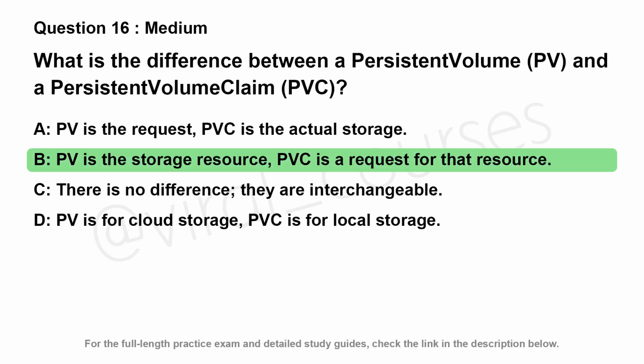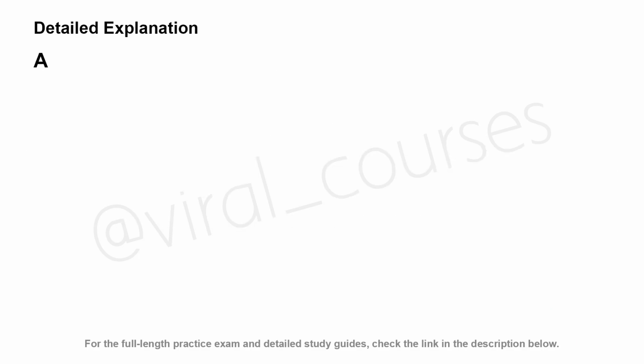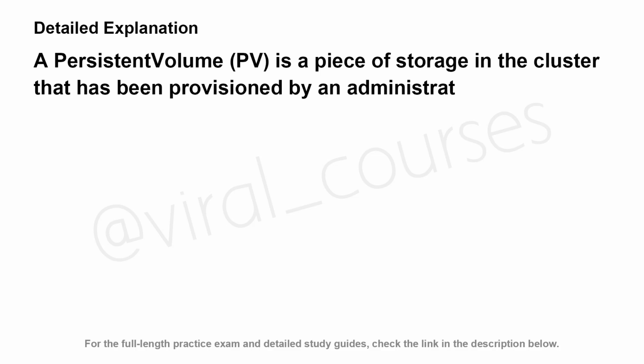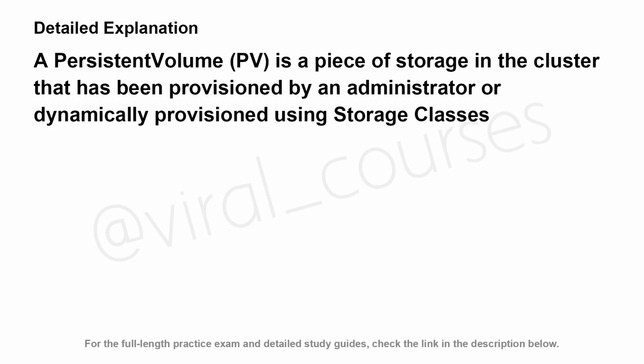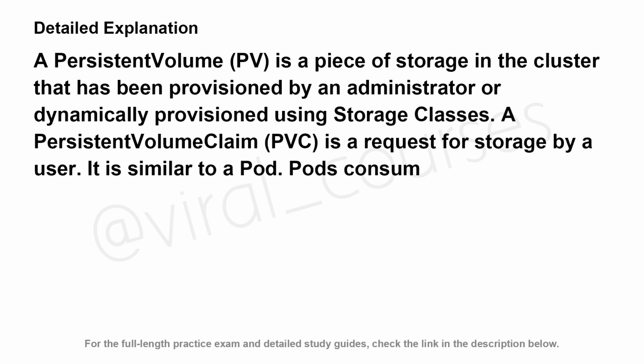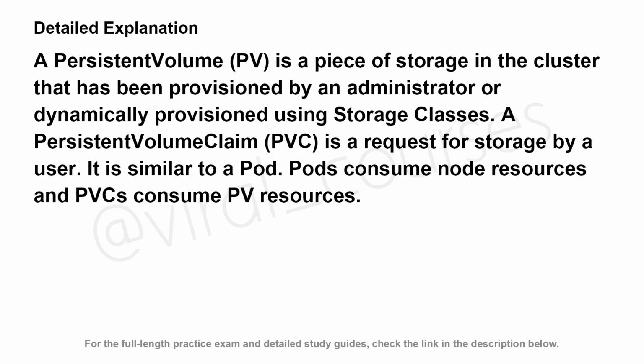The correct answer is B. A persistent volume, PV, is a piece of storage in the cluster that has been provisioned by an administrator or dynamically provisioned using storage classes. A persistent volume claim, PVC, is a request for storage by a user. It is similar to a pod. Pods consume node resources and PVCs consume PV resources.